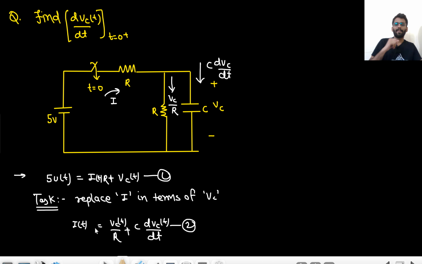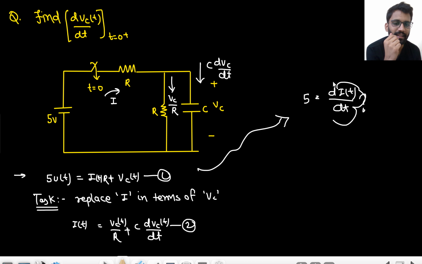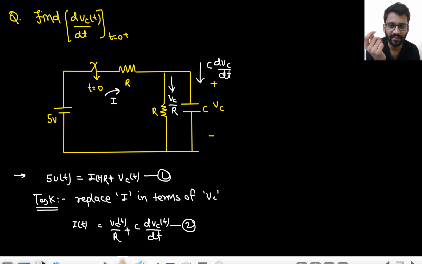One more thing. This would have been very easy if I did not need to replace I with Vc. Can I solve it from here? No, I can't solve it, because I would have to differentiate, and I don't know the value of dI by dt. So I can't really solve it from here. I just thought I could.